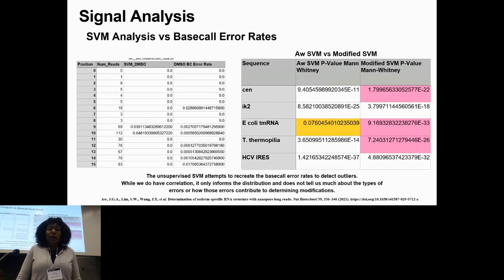So we measured the correlation between the base call error profile and the unsupervised outliers distribution using Mann-Whitney. And while we do have a correlation, it only informs the distribution and does not tell us much about the types of errors or how those errors contribute to determining the modifications. So we wanted to get a little bit more specific than just base call error.